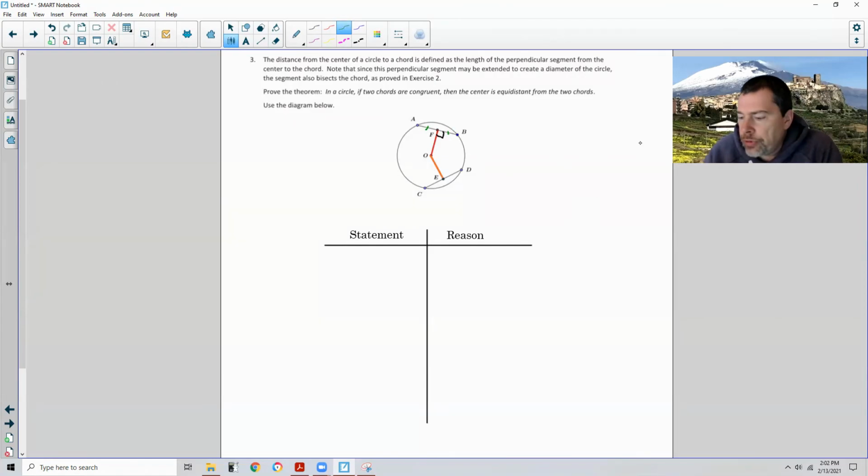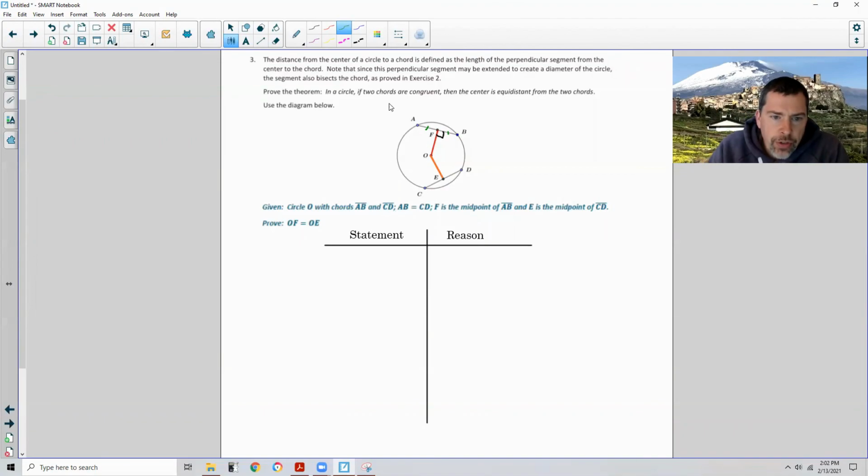So here goes. So the first thing I want to state is what I just said in words. Okay, so we're given a circle O with a chord AB and a chord CD, and we're told AB equals CD because it says if two chords are congruent. So we're saying AB is congruent to CD. F is the midpoint of AB and E is the midpoint of CD because perpendiculars bisect. We want to prove OF is congruent to OE. Alrighty? Hopefully that's all clear to you now.